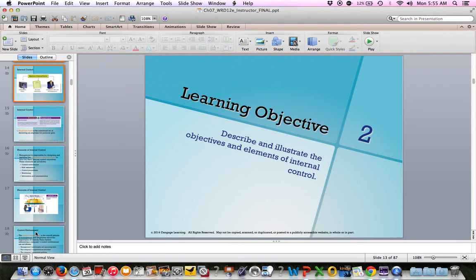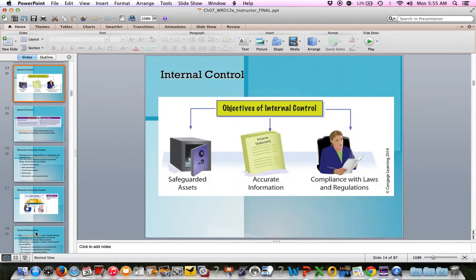Okay, so that's a little bit of background about controls. Of course, we need to make sure that controls are effective. And we talked about the elements are to safeguard assets, provide accurate information, that's your financial statements, and ensure compliance with laws and regulations. All three must be done.